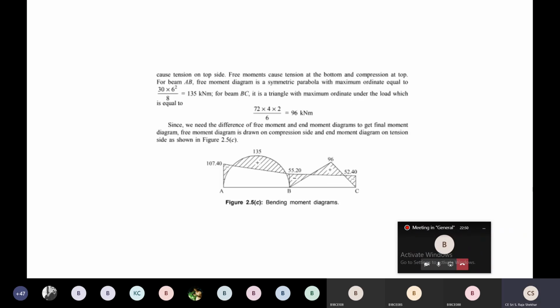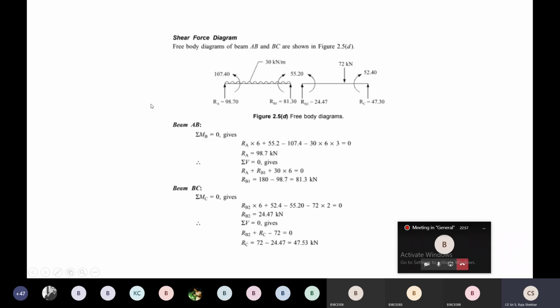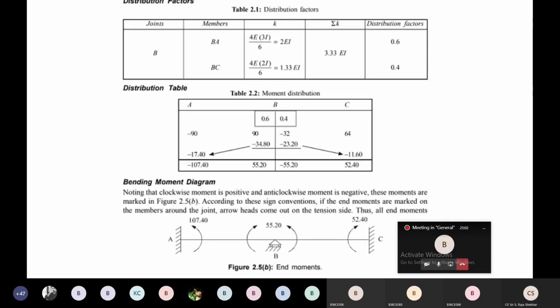For the drawing of shear force diagrams, for calculation of shear force, what you have to do is, we just calculated the final end moments, and at NDA we are getting 107.40 kilonewton meter acting in the anti-clockwise direction.